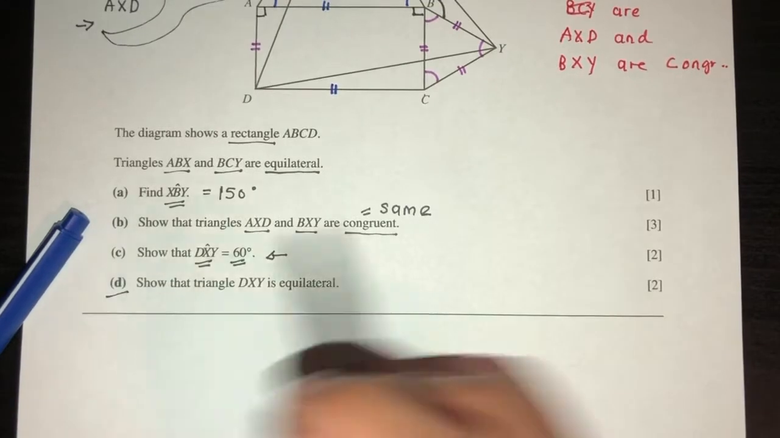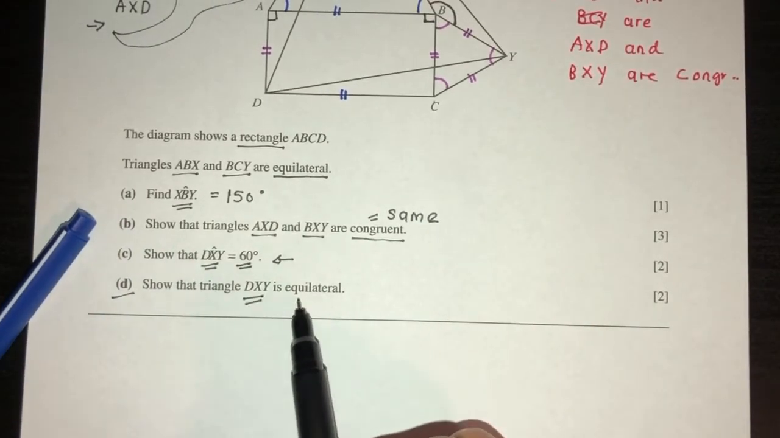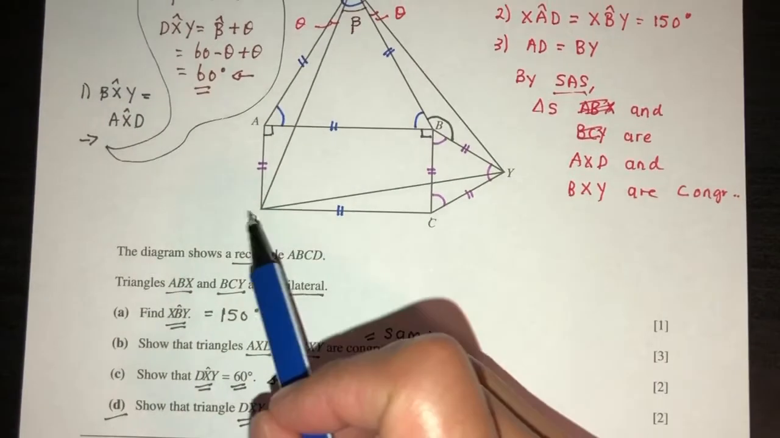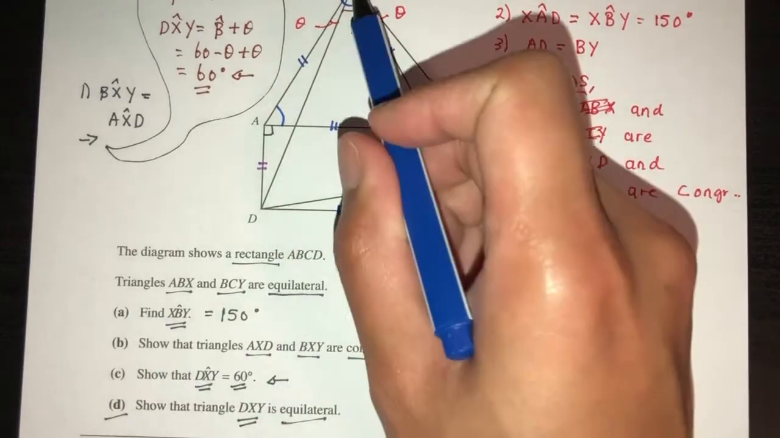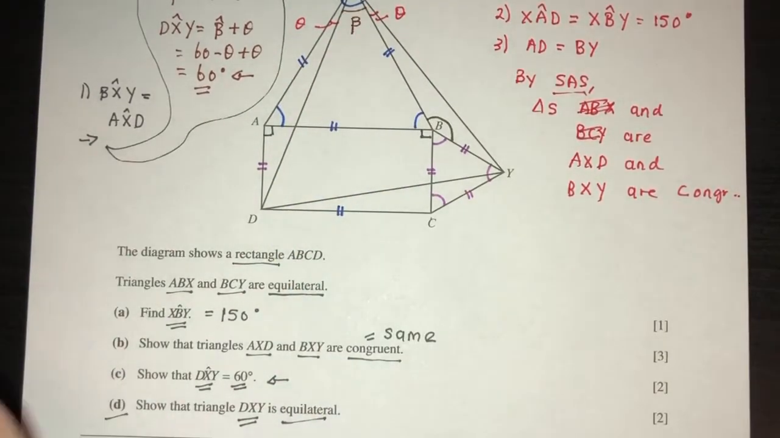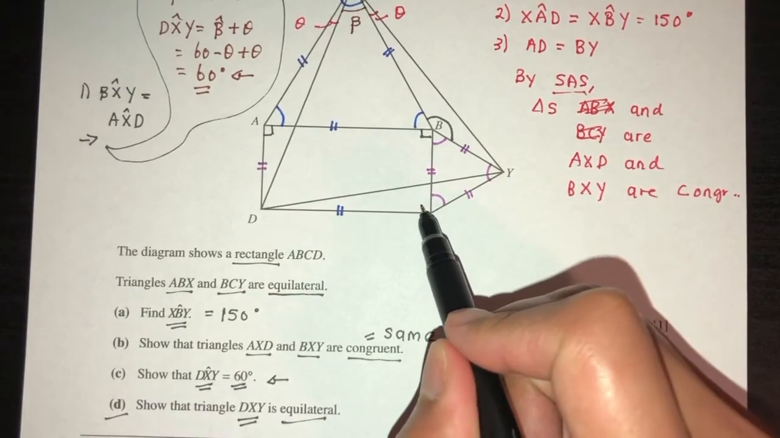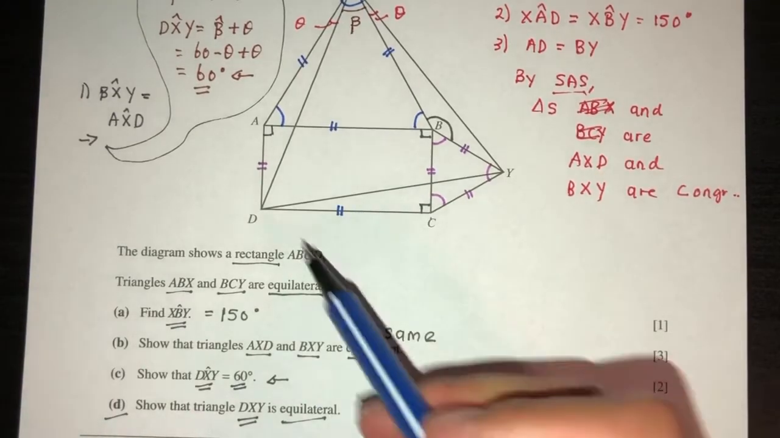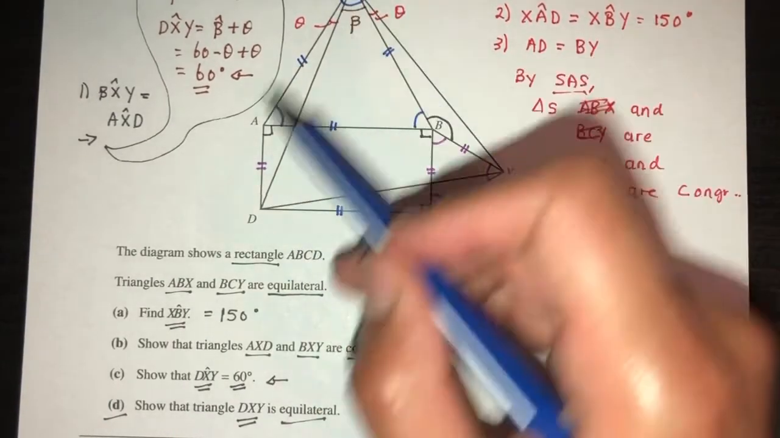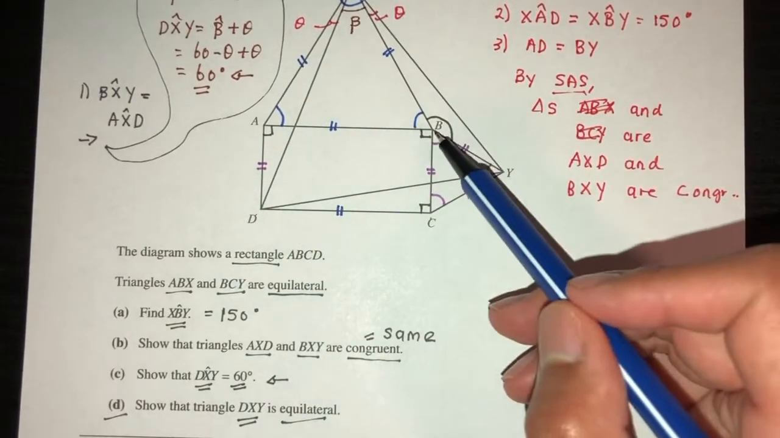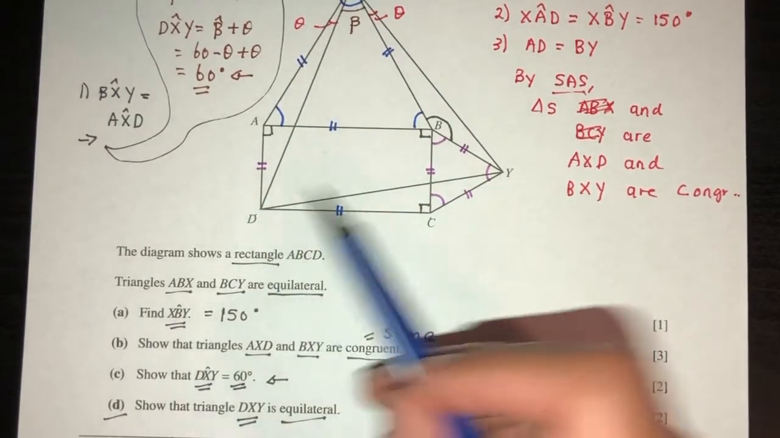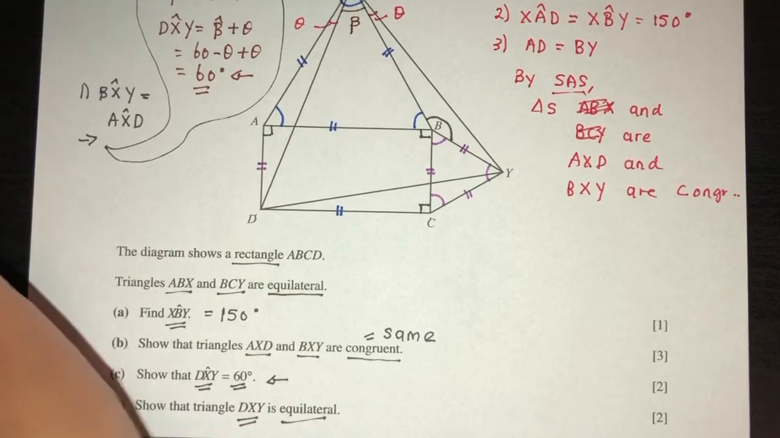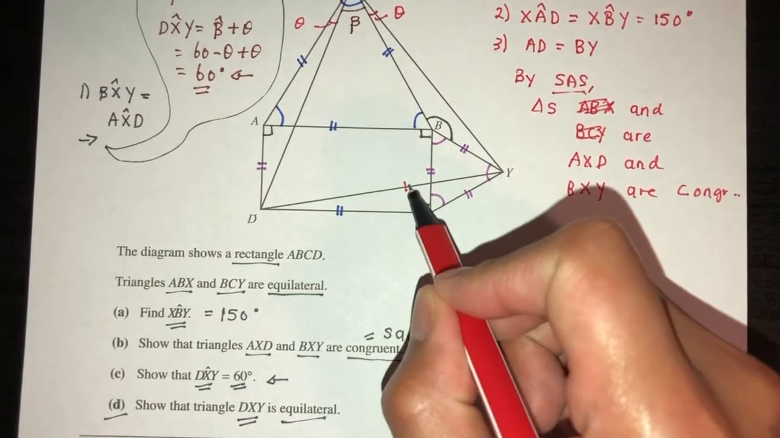Now for part D, show that triangle DXY is equilateral. First let's see, where is your triangle DXY? DXY, this big one. Now if you observe, this is 60, this is 90, so this will be 150. So basically these three triangles, triangle AXD, triangle BXY, and XDY are also congruent. These three triangles are congruent, which means that they have all the same sides.